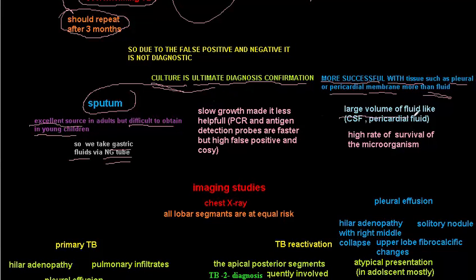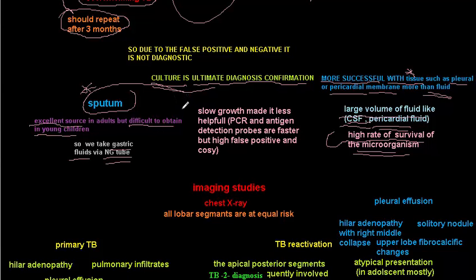Large volume of fluid, like CSF and pericardial fluid, is not of that great benefit because it has a high rate of survival of the microorganisms. So microorganisms can survive among all these fluids, in CSF or pericardial fluid. So sputum is good, tissue is the best thing to be taken, okay.